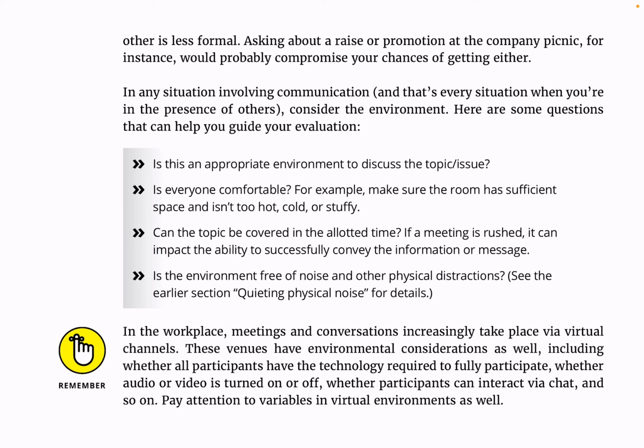So remember, in the workplace, meetings and conversations increasingly take place via virtual channels. These venues have environmental considerations as well, including whether all participants have the technology required to fully participate, whether audio or video is turned on or off, whether participants can interact via chat, and so on. Pay attention to variables in virtual environments as well.